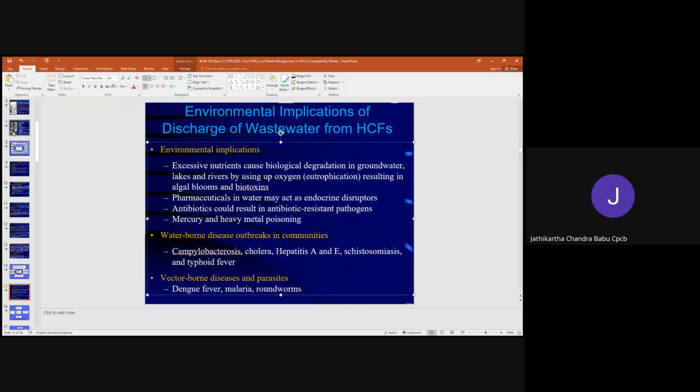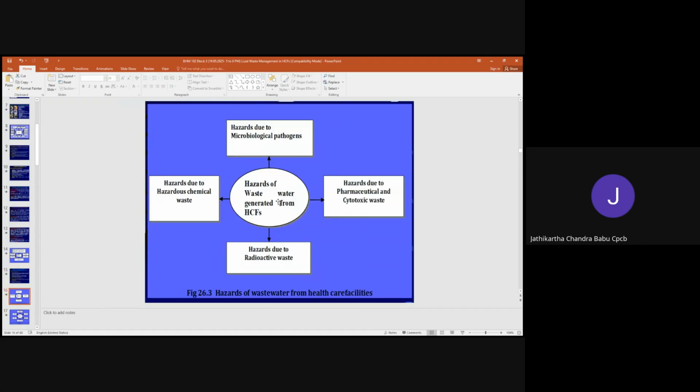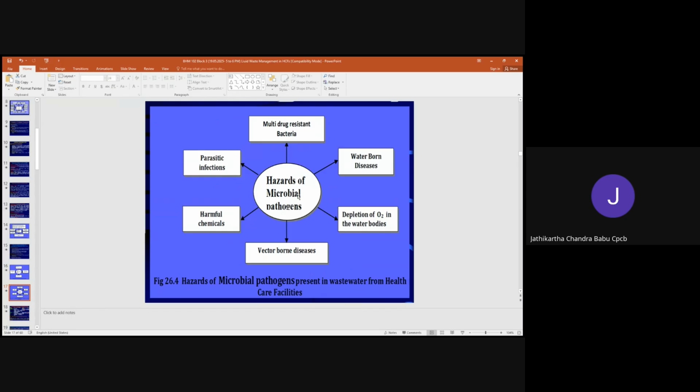Therefore, if liquid waste is discharged improperly, it may cause waterborne diseases and also vector-borne diseases. Remember these disease names definitely. Therefore, wastewater generated from healthcare facilities is hazardous due to pharmaceutical and cytotoxic waste, hazardous due to radioactive waste, hazardous due to hazardous chemical waste discharges, and hazardous due to microbial pathogens. These are the main hazards of liquid waste generated from the hospitals, and therefore, liquid waste has to be properly treated and disposed of.